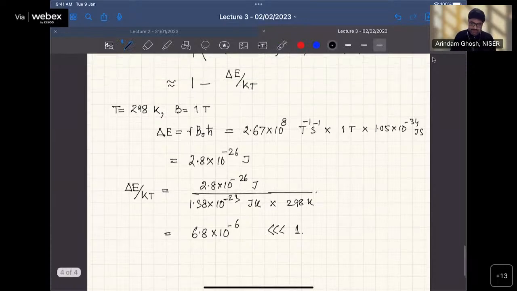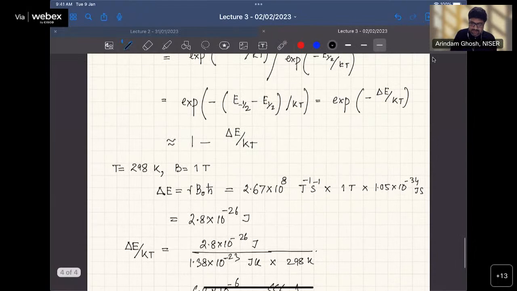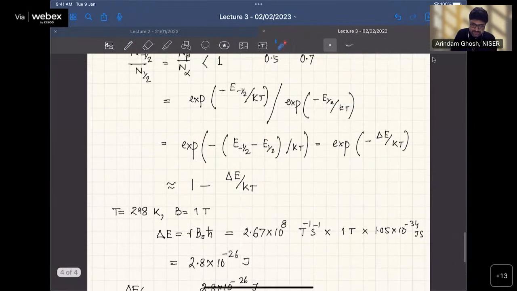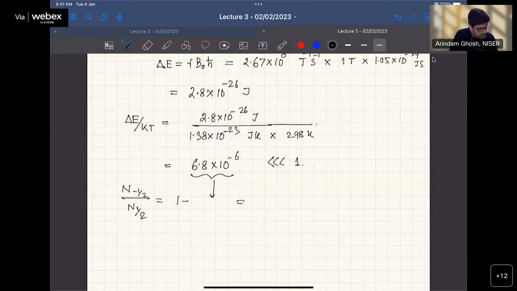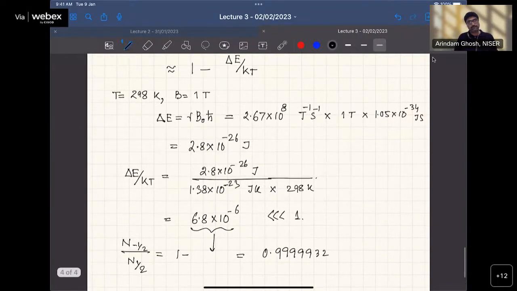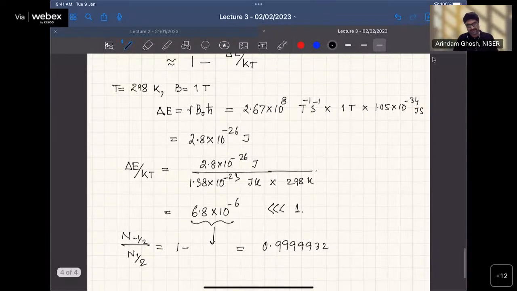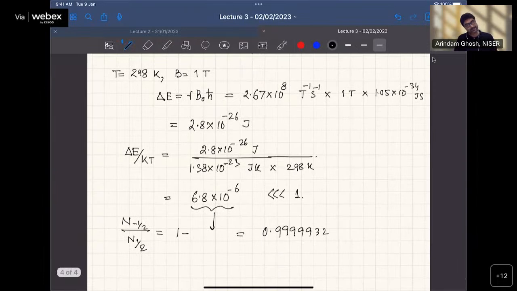Fine. So therefore, let me find this 1 minus delta E by kT quantity, so that we get this ratio. The ratio N minus half divided by N half is going to be 1 minus this quantity, and that is going to be 0.9999932. So we have got less than 1 as we expected, but it is not 0.5 or something like 0.7. It is 0.9999932. What does it mean?